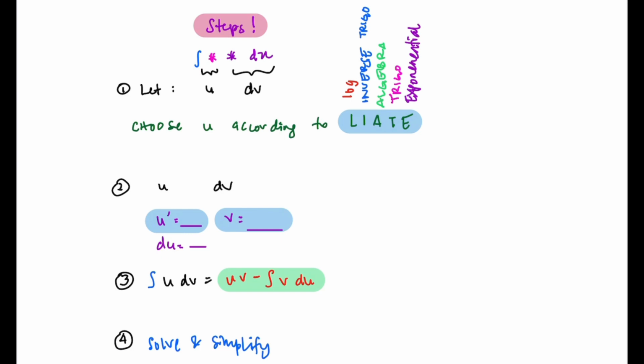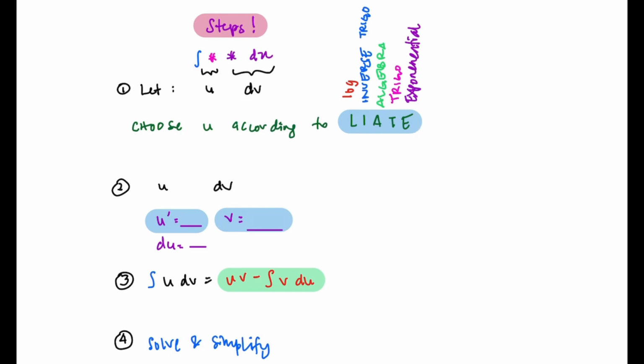So for example, you have this integral of two functions multiplied to each other. The first step is you must select one of the functions to be u and the rest of the function, including dx, to be dv. How should you choose u and dv? This is according to LIATE. So this is your reference in order to choose u and dv.